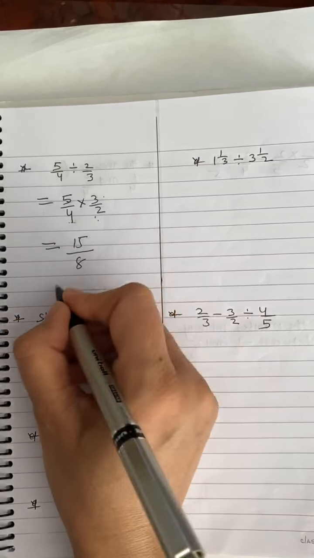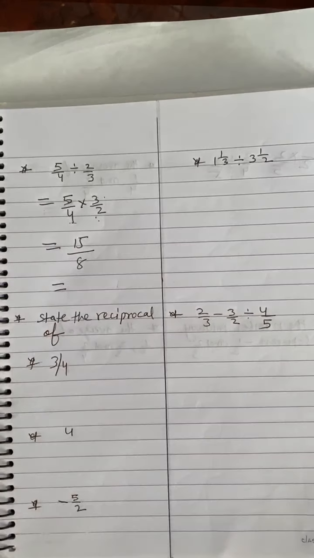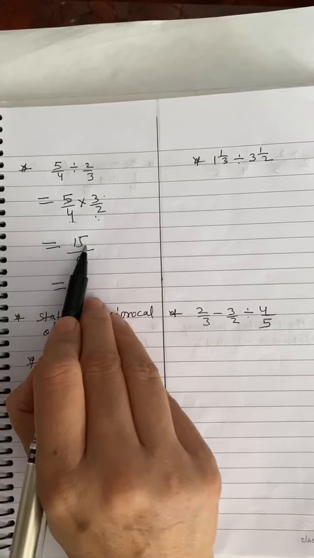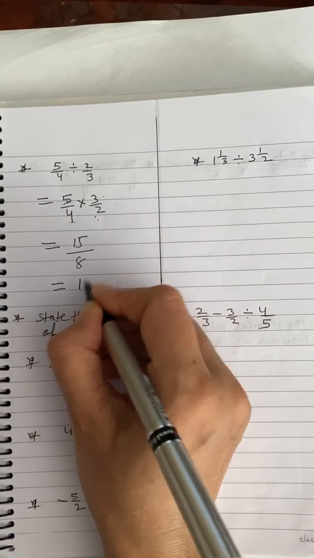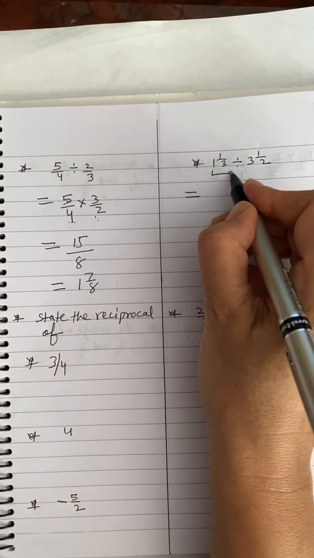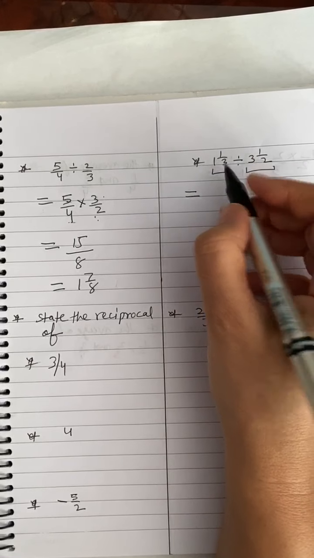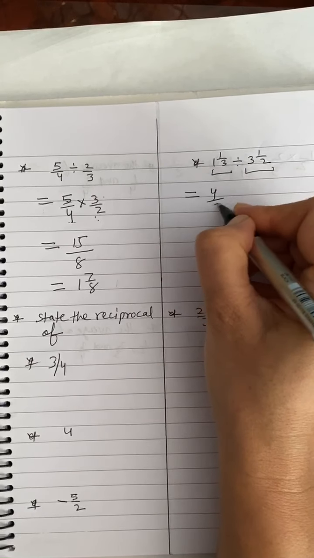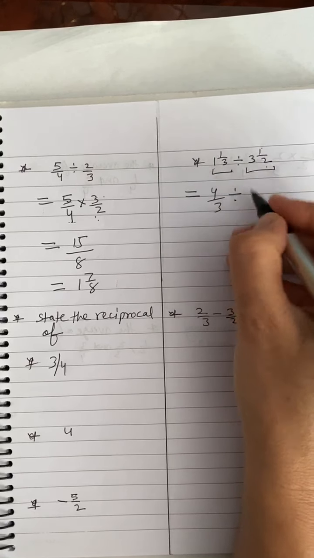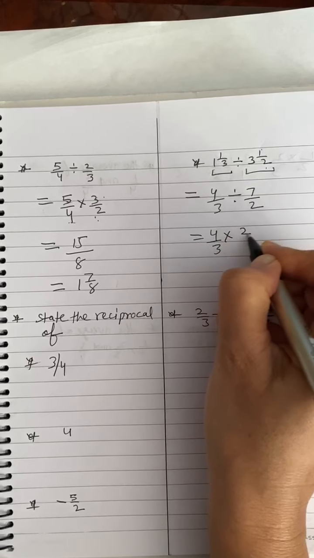So 15 over 8. Because 15 over 8 is an improper fraction, I'm going to change this into 1 and 7 over 8. Now similarly here you have a mixed fraction. First you need to convert it into an improper fraction. So this is the same as 4 over 3, and 3 and 1 over 2 is the same as 7 over 2. And then you get 4 over 3 divided by 7 over 2, which is 4 over 3 multiplied by 2 over 7.